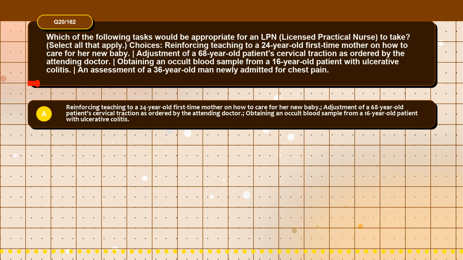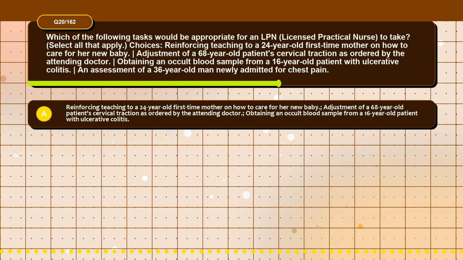Question 20. Which of the following tasks would be appropriate for an LPN, licensed practical nurse, to take? Select all that apply. Choices: reinforcing teaching to a 24-year-old first-time mother on how to care for her new baby. Adjustment of a 68-year-old patient's cervical traction as ordered by the attending doctor. Obtaining an occult blood sample from a 16-year-old patient with ulcerative colitis. An assessment of a 36-year-old man newly admitted for chest pain.